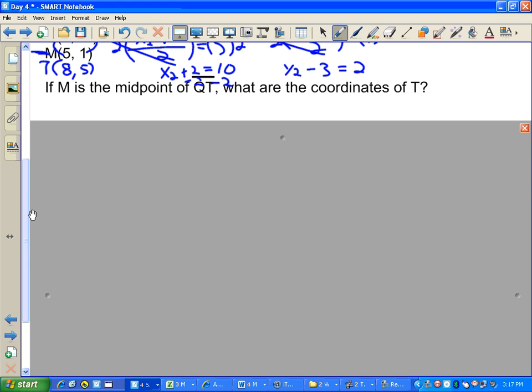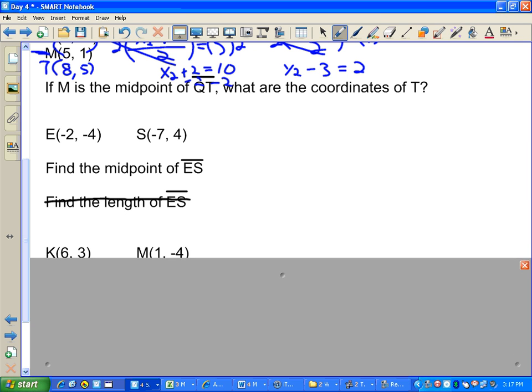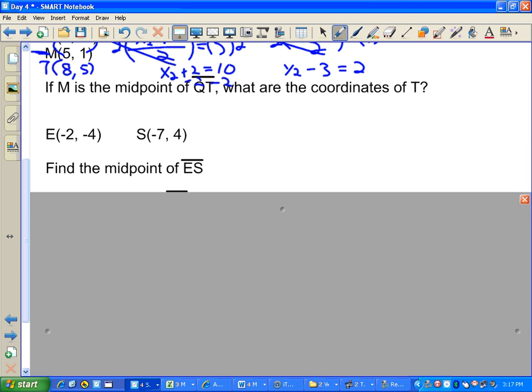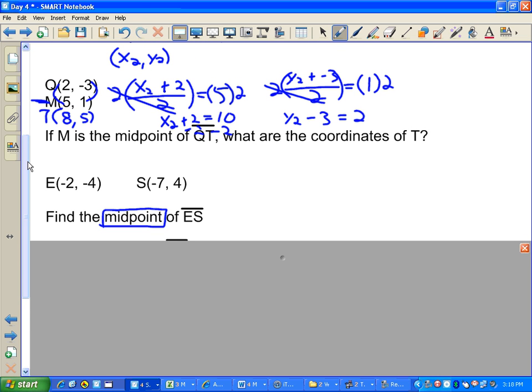So I'll quickly run through a couple more examples. If I want to find the midpoint here, I use the midpoint formula. When you're finding the midpoint, you use the formula. When you're finding the endpoint, if you like this way, then you're using the formula again. Just remember that you're going to have an unknown inside the formula.